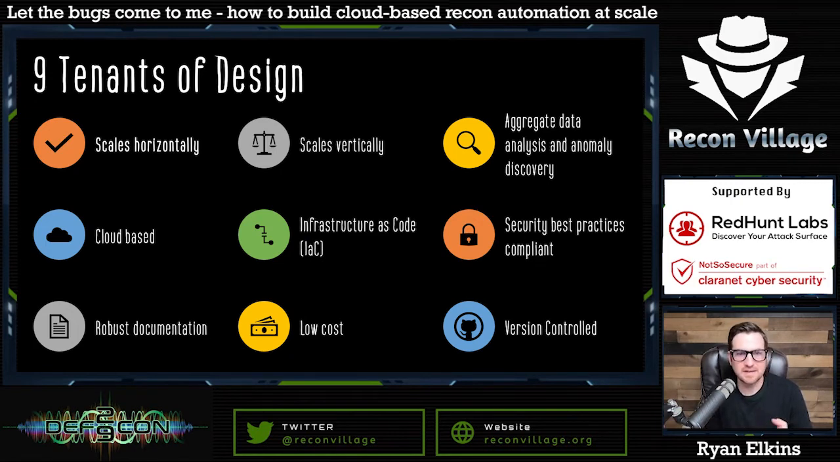So the first is scales horizontally. This solution had to cover every bug bounty program in existence. I'm not smart enough technically to be writing my own exploits and 0-days, but I am smart enough to apply the OWASP Top 10 and search for those and some of the common themes that we see and read about and learn about.